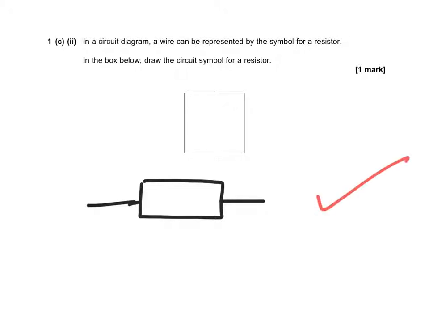For the last question, it says, in a circuit diagram, a wire can be represented by a symbol for a resistor. In the box below, draw a circuit symbol for a resistor. Now, I'm not going to draw it in the box because it's quite difficult to do that on the iPad, but you can see the resistor is just a rectangular box like so. And remember, those lines should be touching, and that would then therefore get you the mark. It's just a straightforward resistor, which is just a rectangular box, as I've drawn on the screen. That brings you right to the end of question 1, so the recording will finish here.